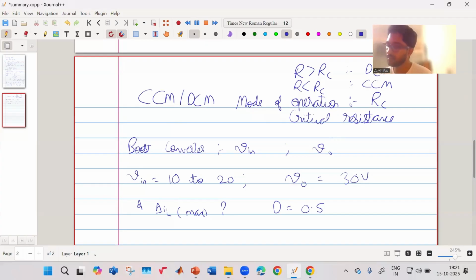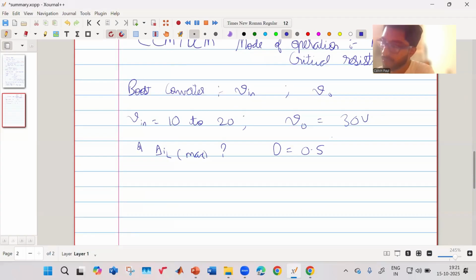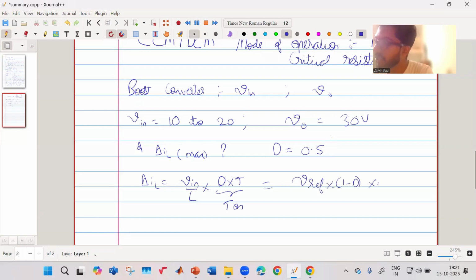Any doubts in this? You're sure, right? Yeah, this is true. Because we know your delta IL is what? It is V in upon L into D into your T. This is your on time and this is your on time slope. So V in we can write as V ref into (1 minus D) into D upon L into your FSW. Because the inverse of your time period is your switching frequency.